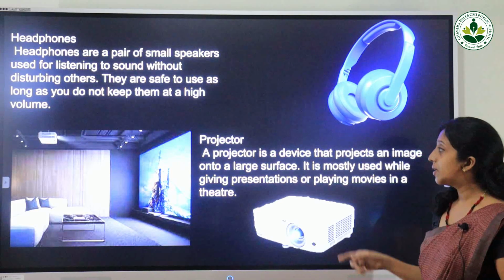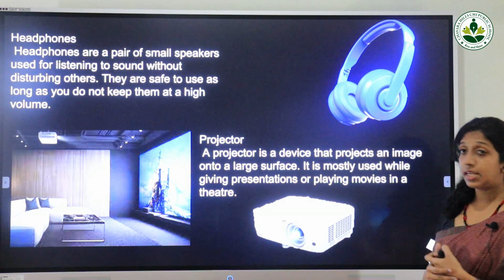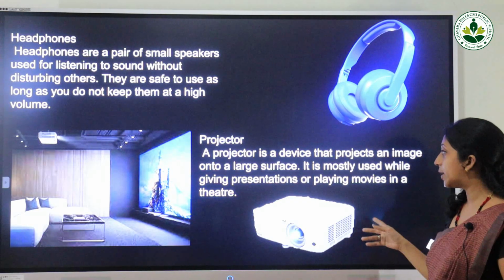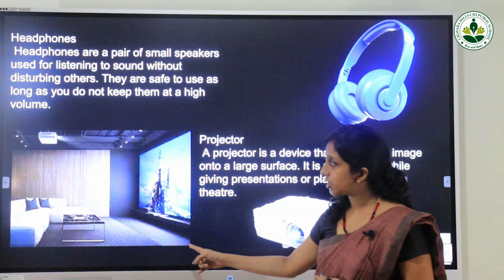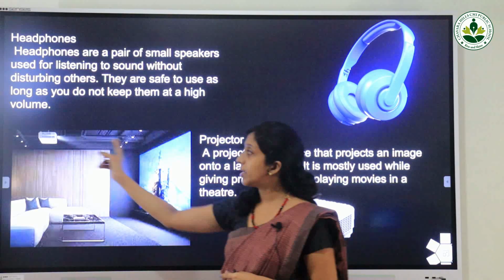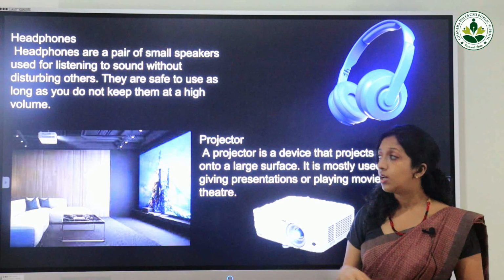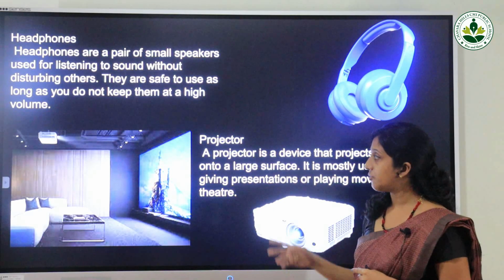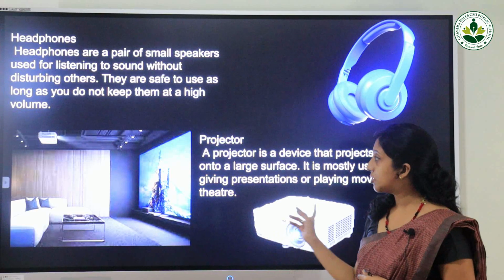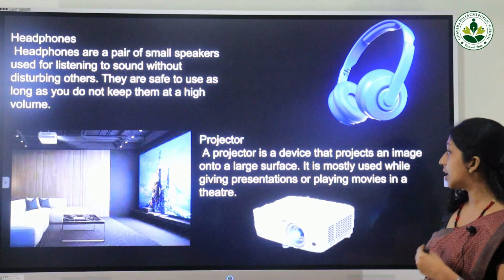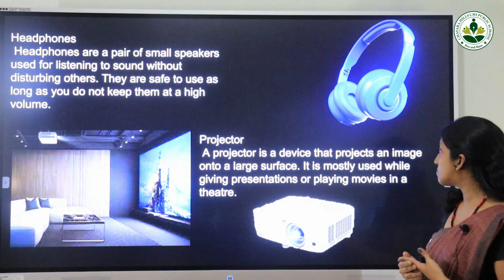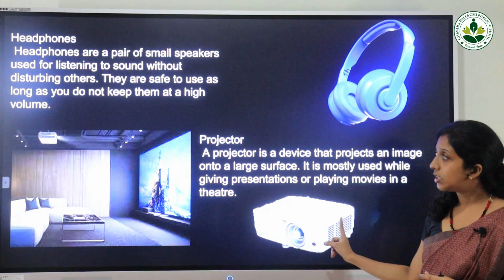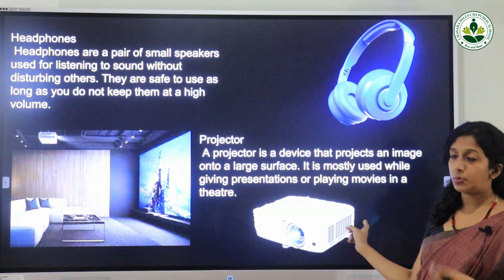Next is a projector. A projector is a device that projects an image onto a large surface. It is mostly used while giving presentations or playing movies in a theater. You can see the picture here, and this is the projector. A small image or small video is presented on a large screen. So that is the use of a projector, and it is an output device.